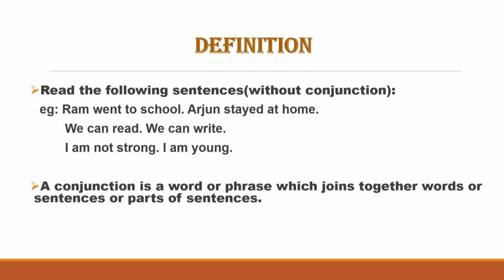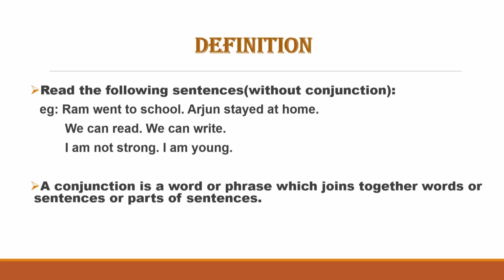For example, Ram went to school. Full stop. Arjun stayed at home. Next example, we can read. Full stop. We can write. Another example, I am not strong. Full stop. I am young. So now we will use conjunctions to join these sentences.